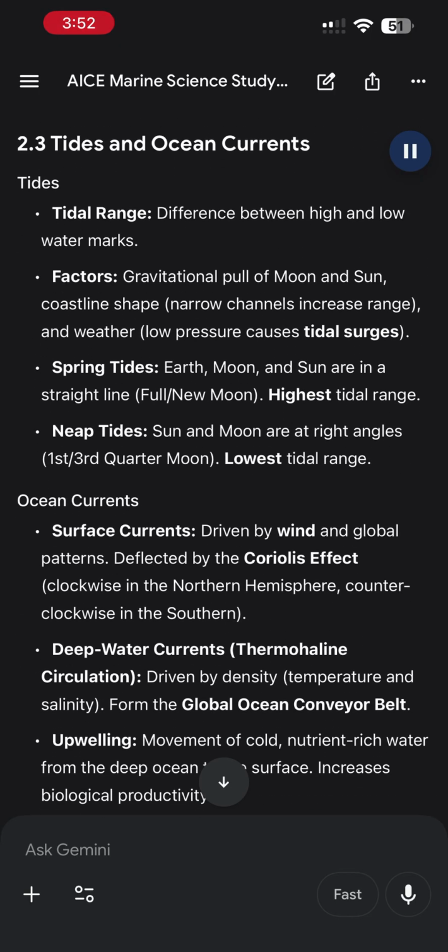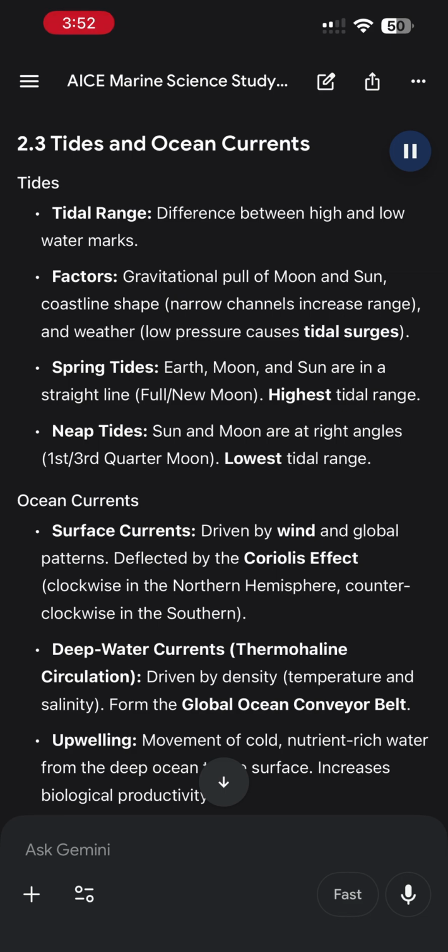2.3 Tides and ocean currents. Tides. Tidal range, difference between high and low water marks. Factors: gravitational pull of moon and sun, coastline shape, narrow channels increase range, and weather, low pressure causes tidal surges.